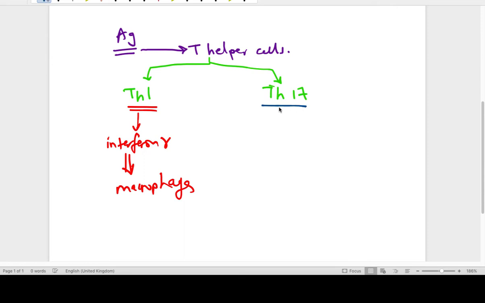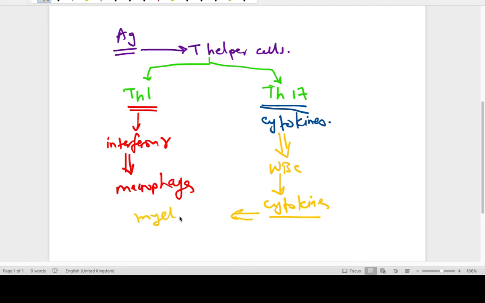T helper 17 produces certain cytokines, including cytokine 17. And cytokine 17 recruits white blood cells. These white blood cells will secrete cytokines that cause tissue destruction, myelin destruction.